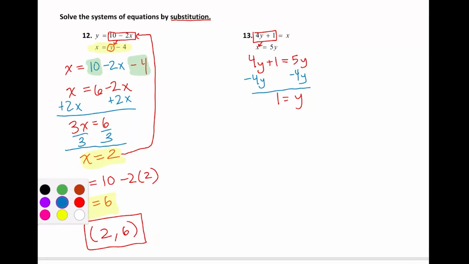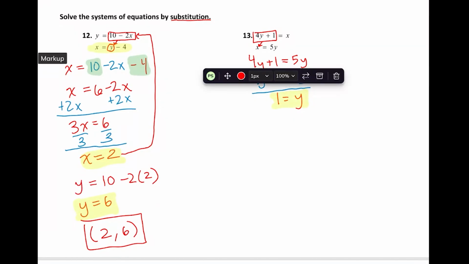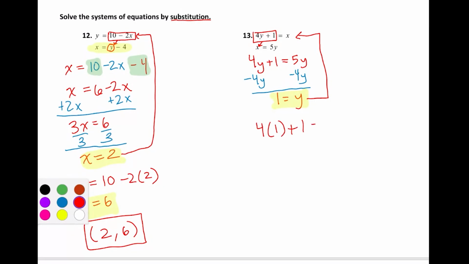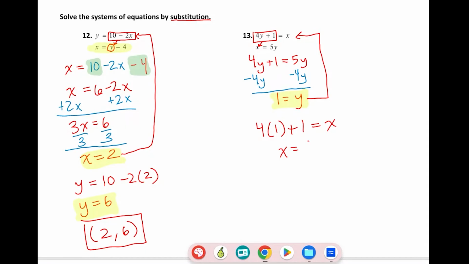Okay, so I've got my y, and now I need to find x. So I'm going to take that value of 1 and substitute it into one of the equations in the original system. Now, the way this system is set up, they both have x isolated, so it really doesn't matter which one you plug it into. I'm just going to go with the first one. So I've got 4 times y, which I just found to be 1, plus 1 equals x. 4 times 1 is 4, plus 1 is 5. So x equals 5.